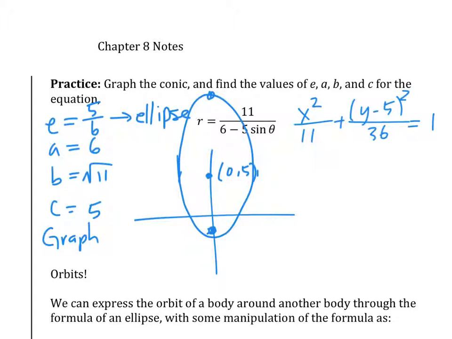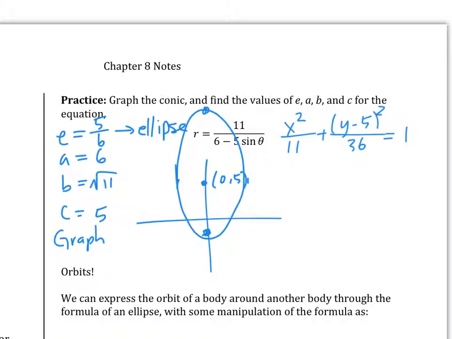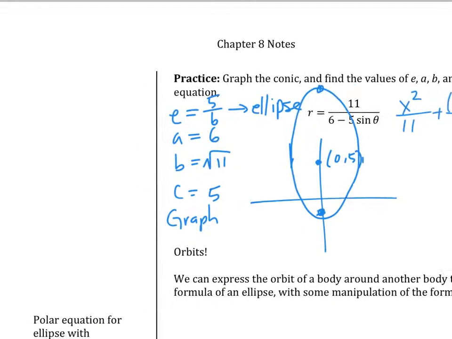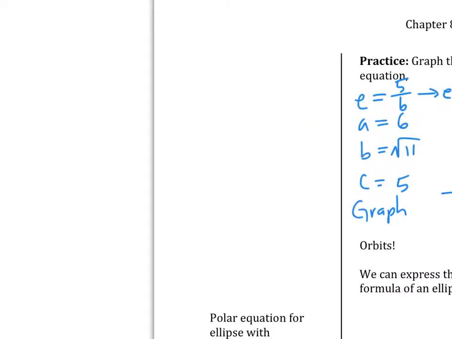But by that time, you don't know what A and B are, so you couldn't really. Anyways, okay, let's come back. All right, so I am going to do the other method now. Okay, let's do it on the side. Okay, R is equal to 11 over 6 minus 5 sine theta.